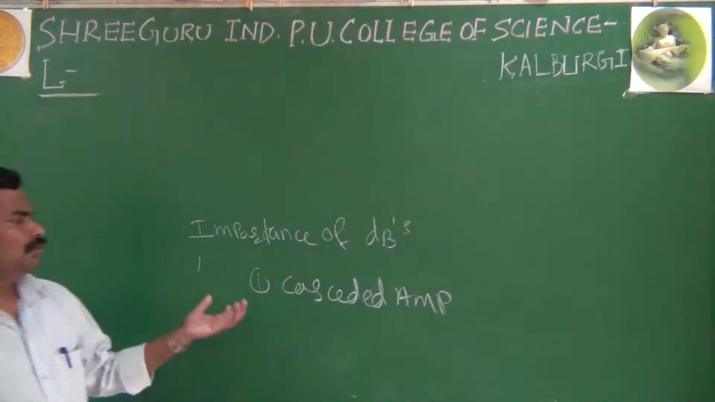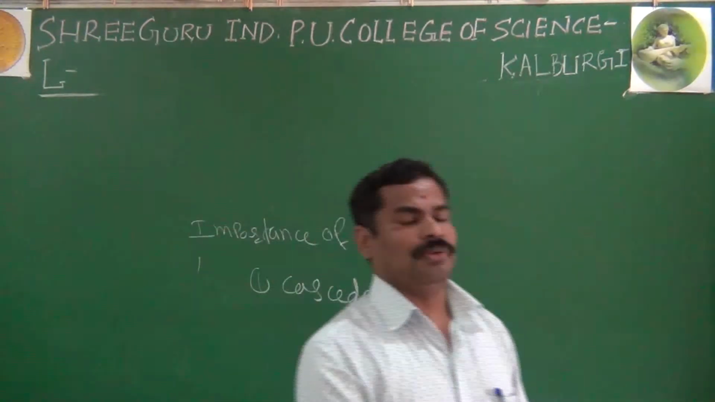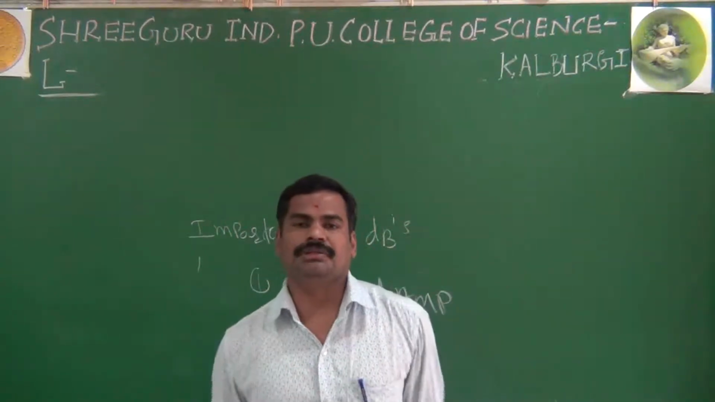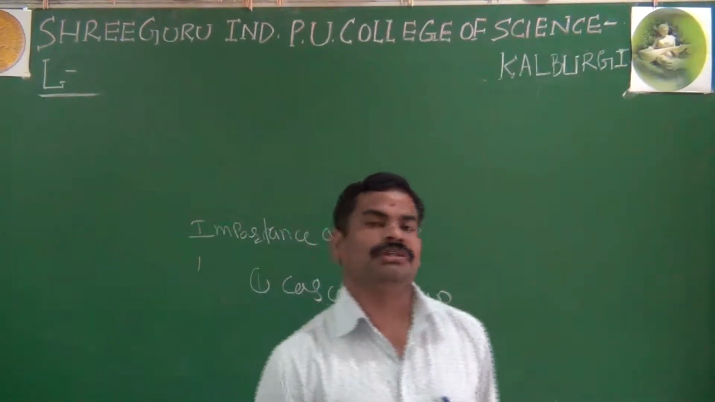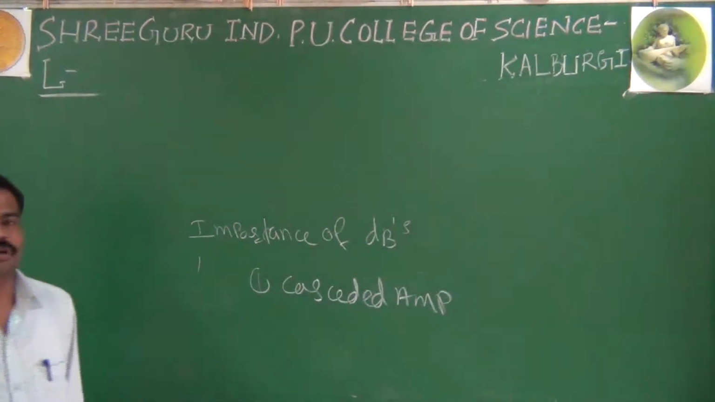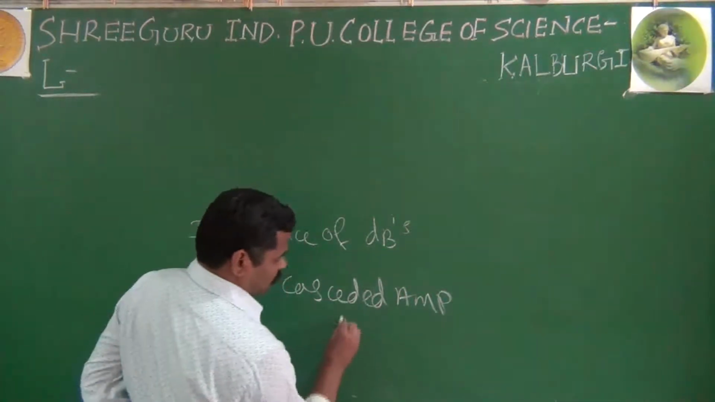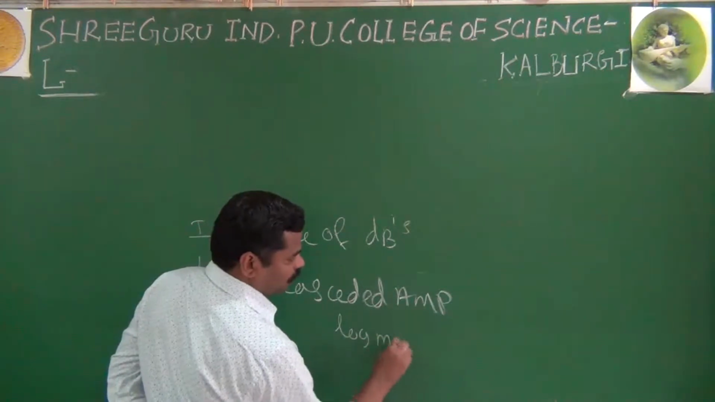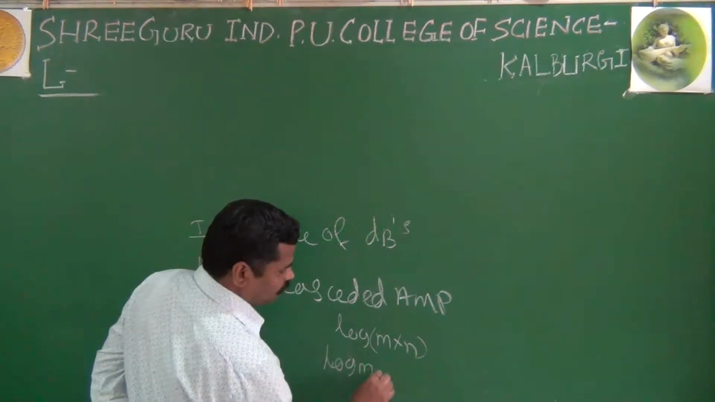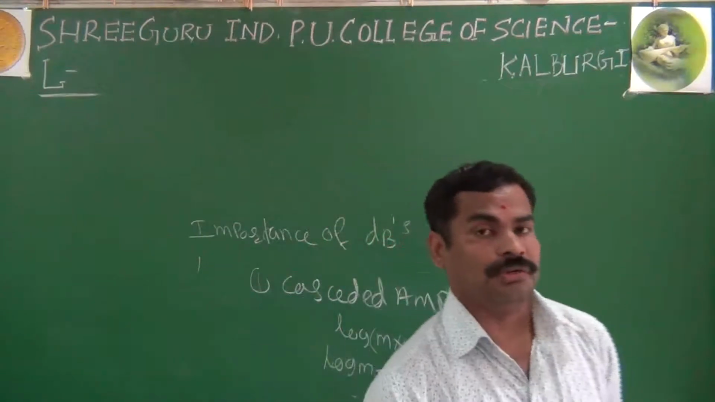Another important thing: what is the importance of dB? If you are using more than one stage and want to find the gain, in general you multiply the gains, but if you use dBs, you can add the gains. As you know, gain is measured using logarithms, and in logarithms the log of m times n is log m plus log n. Right? This is the basic property of logarithms.